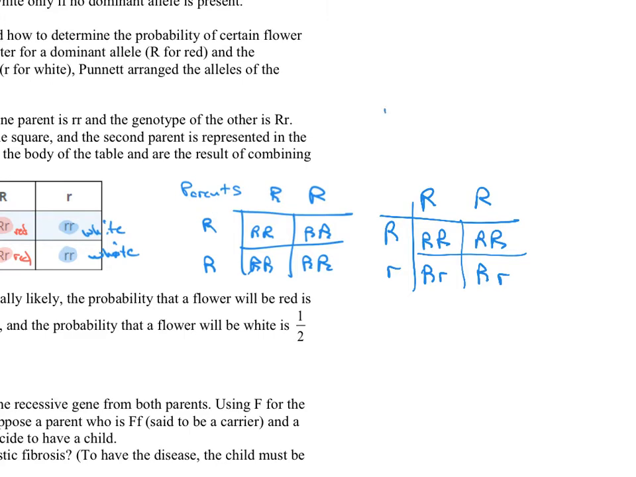What if they were both carriers? Capital R, lowercase r, capital R, lowercase r. Let's think about what would happen there. We would have capital R capital R, capital R lowercase r, capital R lowercase r, lowercase r lowercase r. So it looks like one of these is dominant, 2 of these are carriers, and 1 of these is recessive. So the probability of being red would be 3 out of 4. The probability of being white would be 1 out of 4 in this case.